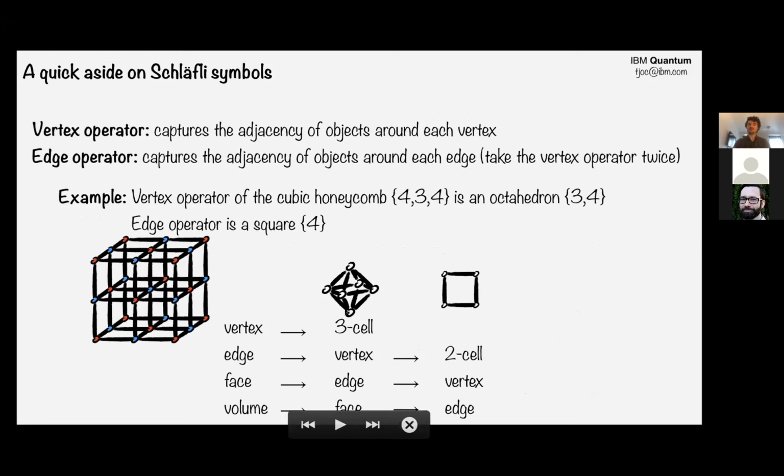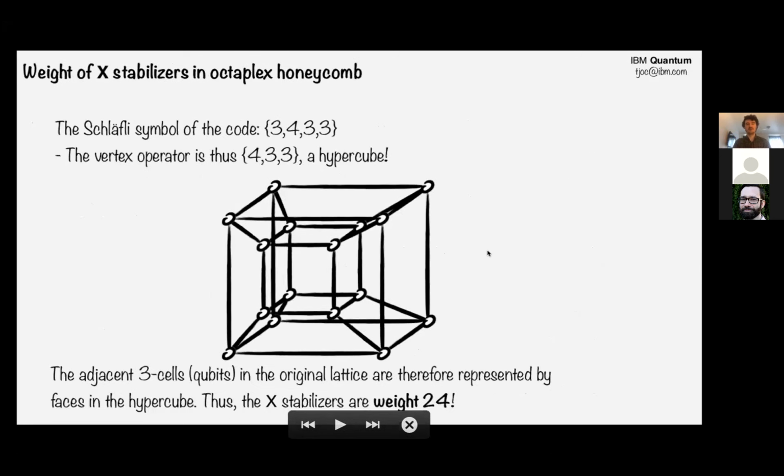In a similar way, you can iterate this process and get the adjacency of an edge by taking the vertex operator of the vertex operator, so taking it twice. Okay. So if we wanted to calculate the weight of a given X stabilizer, that corresponds to looking at the adjacency of a given vertex in our octuplex honeycomb. We just have to look at this vertex operator. And the vertex operator, again, is just chopping off the first entry. That's going to give you this 433, which is a hypercube. And now, as I said in the previous slide, the 3 cells in our original lattice become faces in the vertex operator. So you just have to count the number of faces in the hypercube to know how many adjacent 3 cells there were in the original lattice. And that tells you that the X stabilizers here are weight 24, because there are 24 faces in the hypercube.